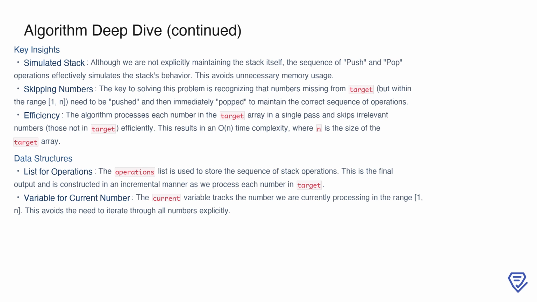The algorithm also efficiently handles numbers that are skipped in target. For instance, numbers within the range 1 to n that don't appear in target are quickly processed with a push followed by a pop. This design allows us to process each number from the target array in one pass, resulting in a time complexity of O(n), where n is the size of the target array. The space complexity is minimal, as we only maintain an operations list to store the sequence and a single variable, current, to track the next number to process.